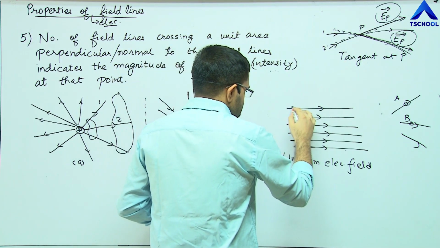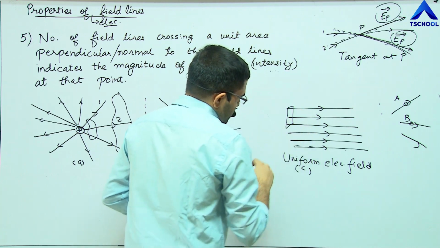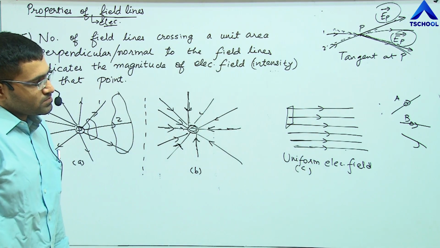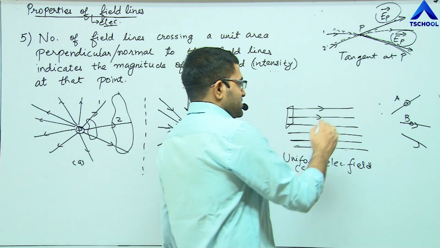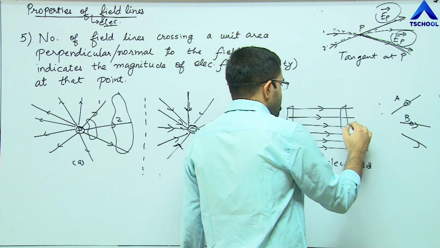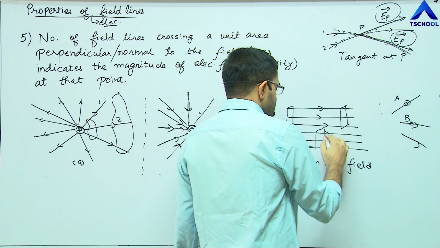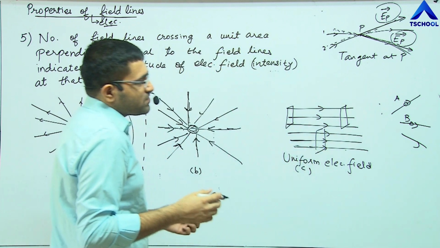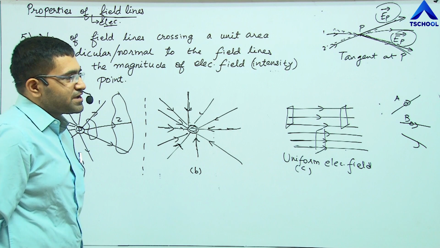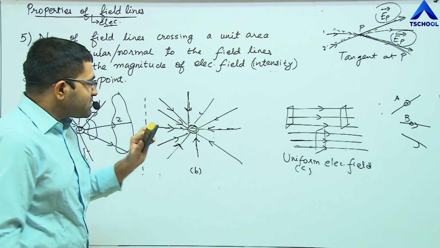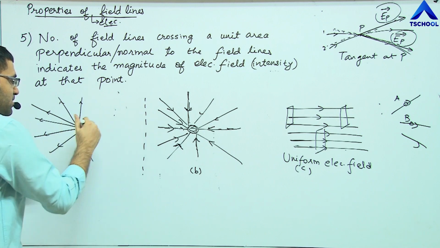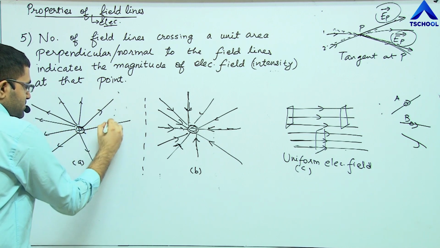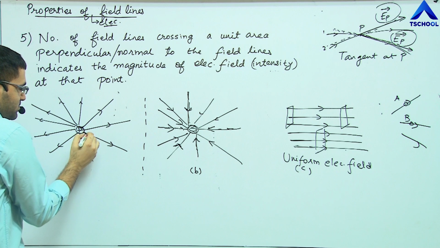Suppose I draw some unit area perpendicular to these field lines. Okay, let's say that's a unit area. 3 field lines are passing. All right, now let me draw it here, or let me draw it here. You're going to notice that we have the same number of field lines passing through that. But if I try something like that over here in this diagram, let me just draw it again.